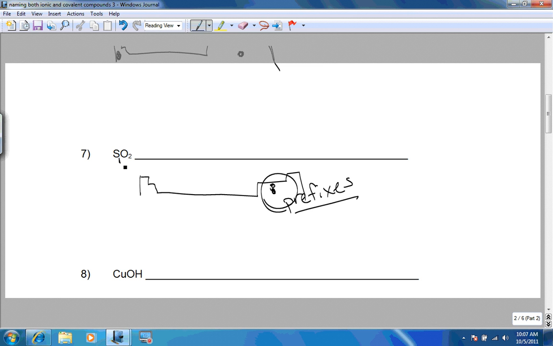Sulfur is 1. If the first one is 1, you don't use mono. If the second one's 1, you have to use mono, but not if the first one is. So sulfur, there's no mono out there. And then 2 is di. And we have 2 oxygens, and oxygen becomes oxide. So sulfur dioxide.